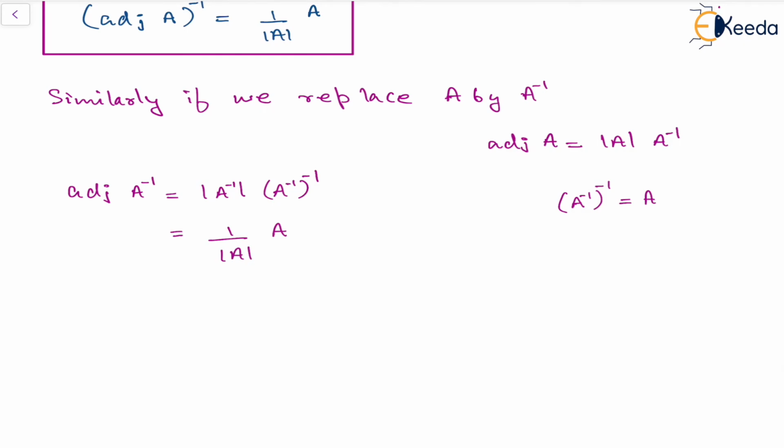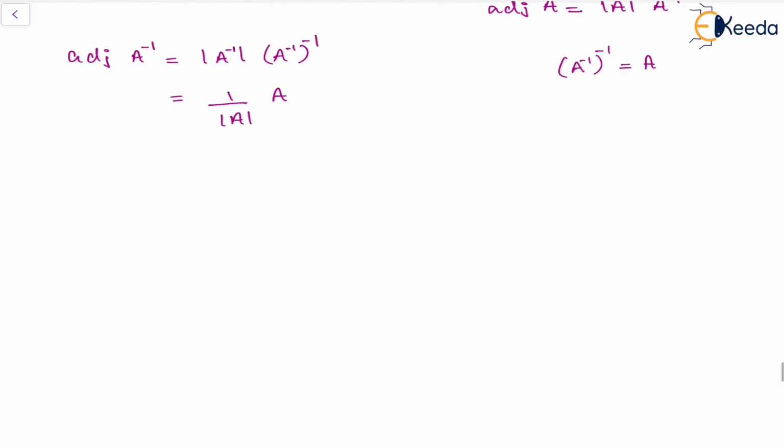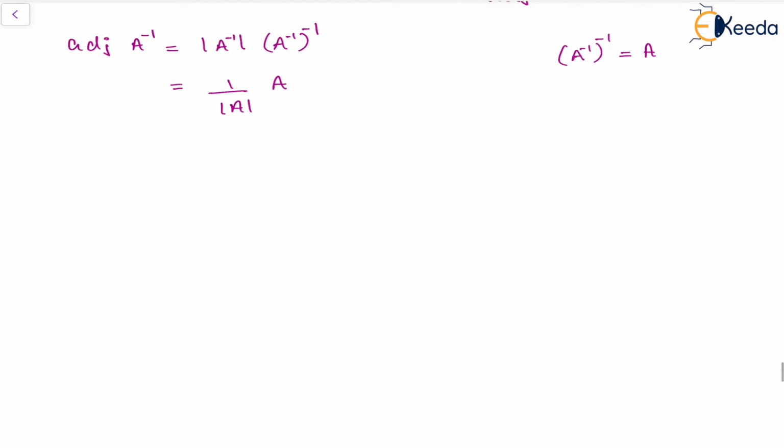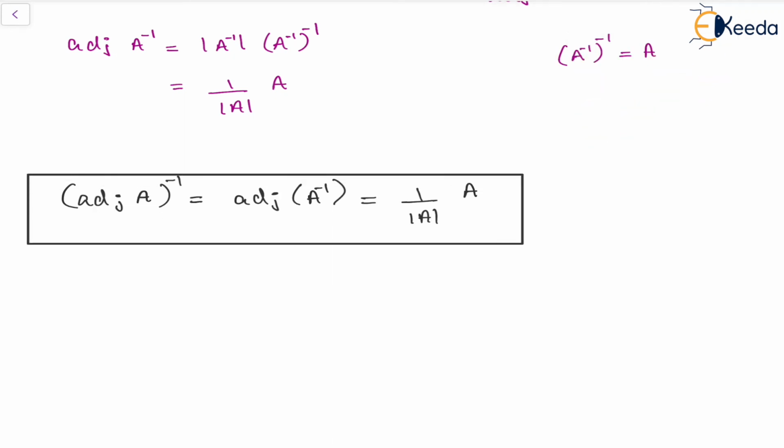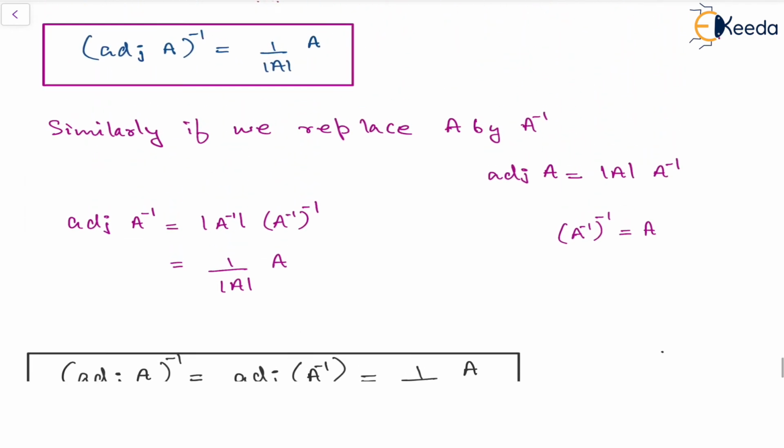So from here we have got both the results, and it is adjoint A inverse is equal to adjoint of A inverse, and both are equal to 1 by determinant of A times the matrix A. So this is the result, and this is the theorem 2, which we have already proved here.